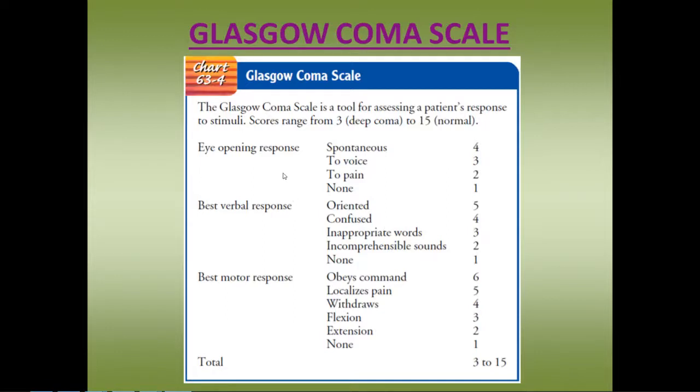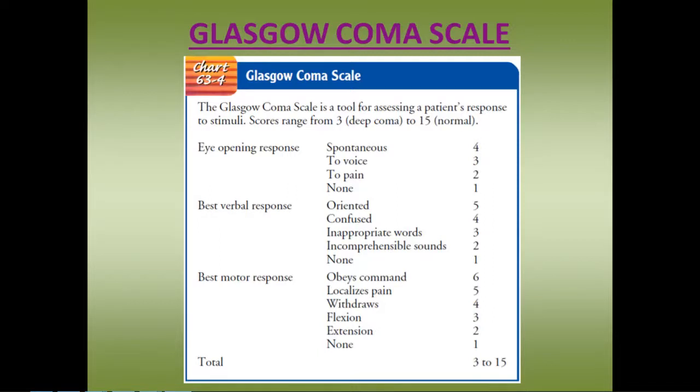If the patient has a confused conversation, you give them a score of 4. In this case, the patient is able to reply, but the response doesn't seem right. For example, if you ask them, "Ma'am, where are you now?" they would tell you, "I don't know where I am now. I don't know what day it is." That is an example of confused conversation. What else? We also have inappropriate words for a score of 3.